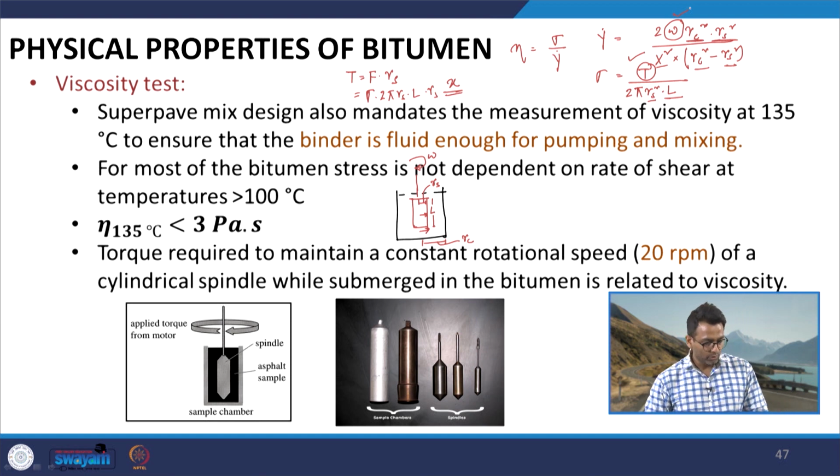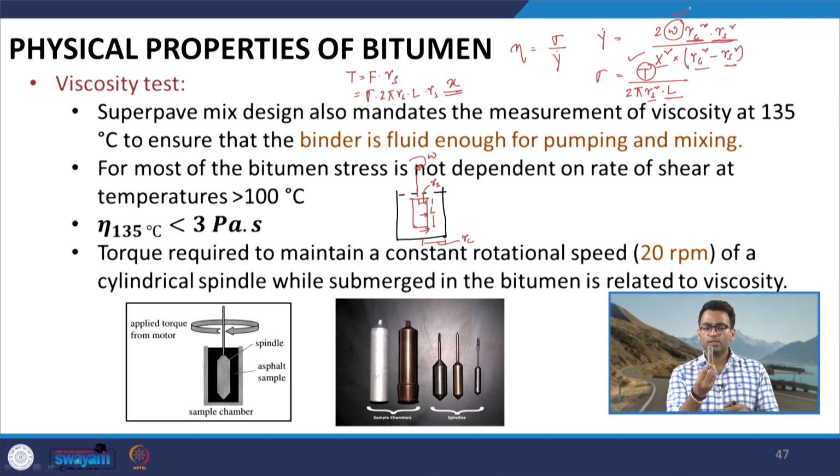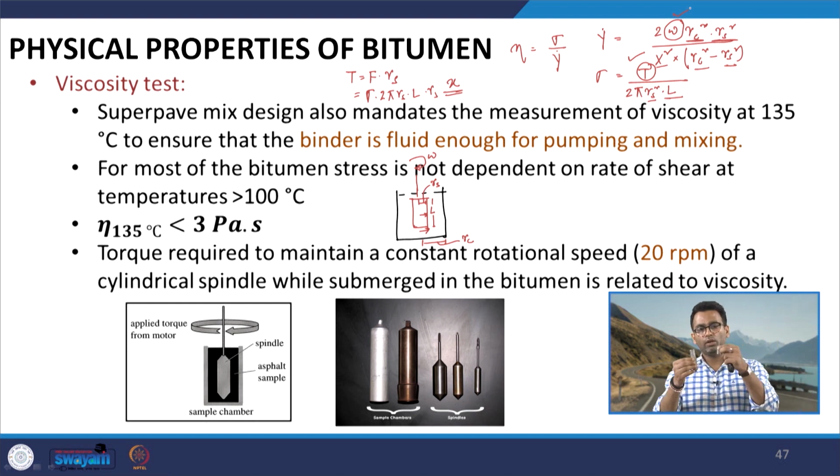Now, let me also try to show you how the spindle looks like and how the mold inside which we put this bitumen looks like. So, this is a mold which is typically used in a rotational viscometer. You can see here we can fill the bitumen sample which is required, and then we have the spindle which will be dipped inside this mold.